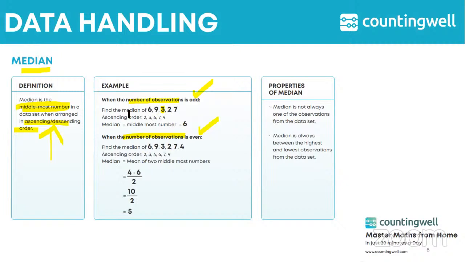Okay, middlemost number. But for that, first you have to arrange in ascending or descending order. Okay. So we are arranging this set of numbers in ascending order as 2, 3, 6, 7, 9. Then you can see the middlemost number is which one? It is 6. Correct. So the median is 6. Let us see when the number of observations is even.